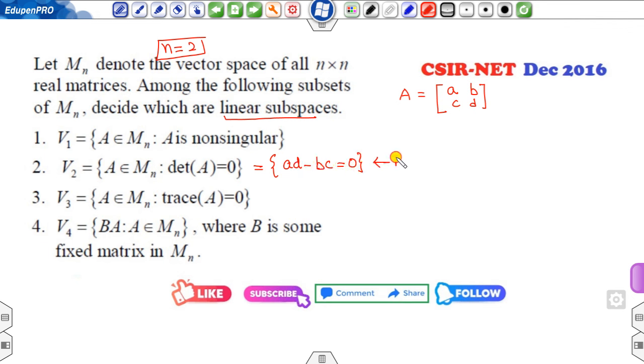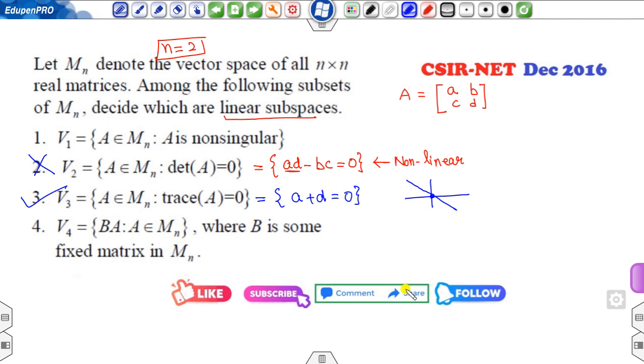Clearly this is nonlinear. Why is it nonlinear? Because of the AD term, since all are unknowns. So AD is nonlinear, so it is not a subspace. What is the trace of A? A plus D is equal to 0. It is linear. If you draw the graph, yes, it passes through the origin.